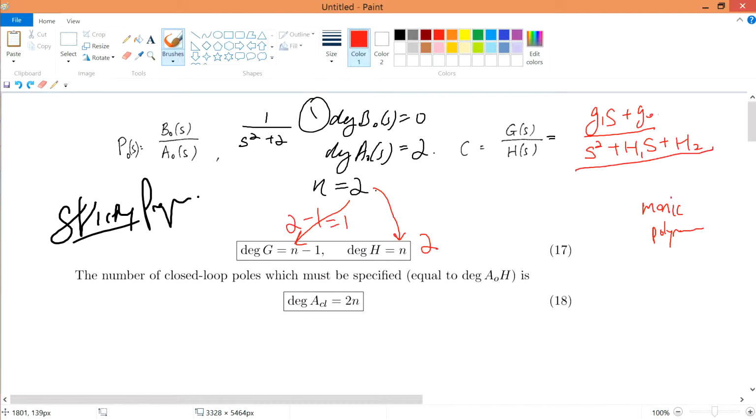This is the polynomial that we want. For your H, it's monic, while this one is first order because it's just s only. So be mindful of that. I can say this whole thing is the second step.